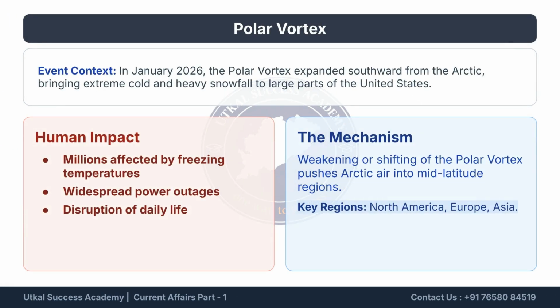In January 2026, the polar vortex expanded southward, causing extreme cold and heavy snowfall in the U.S. This happens when the vortex weakens or shifts, pushing Arctic air into mid-latitude regions like North America, Europe, and Asia.